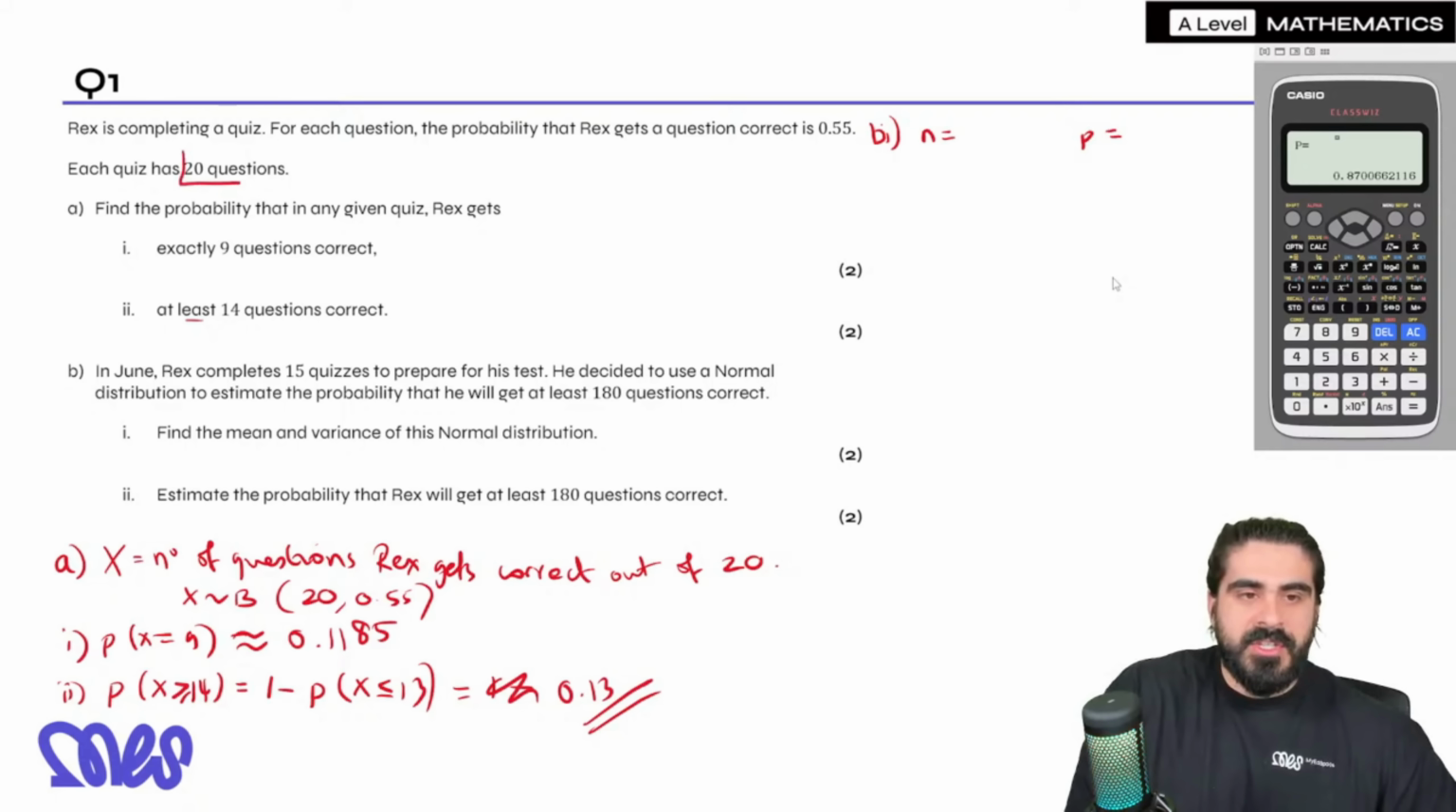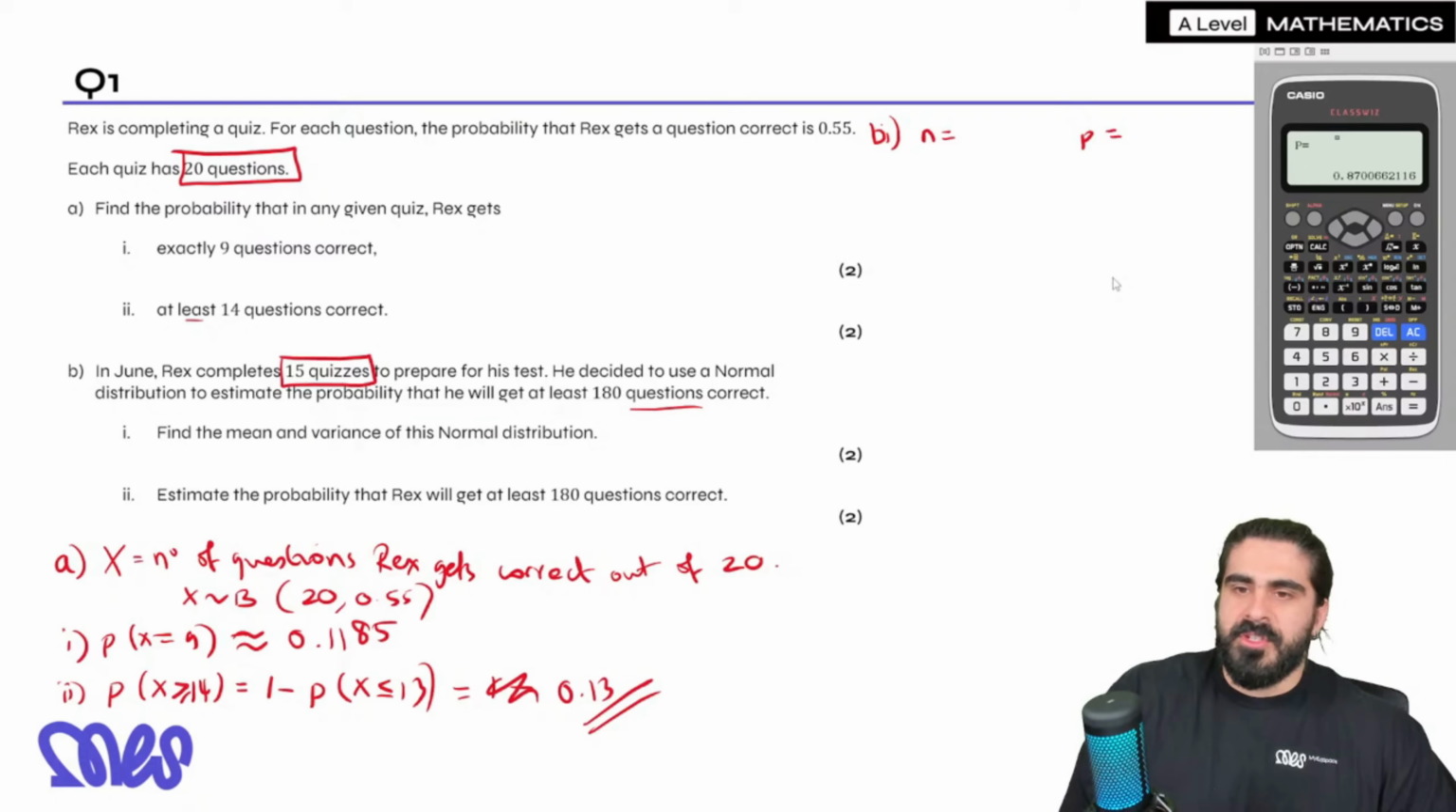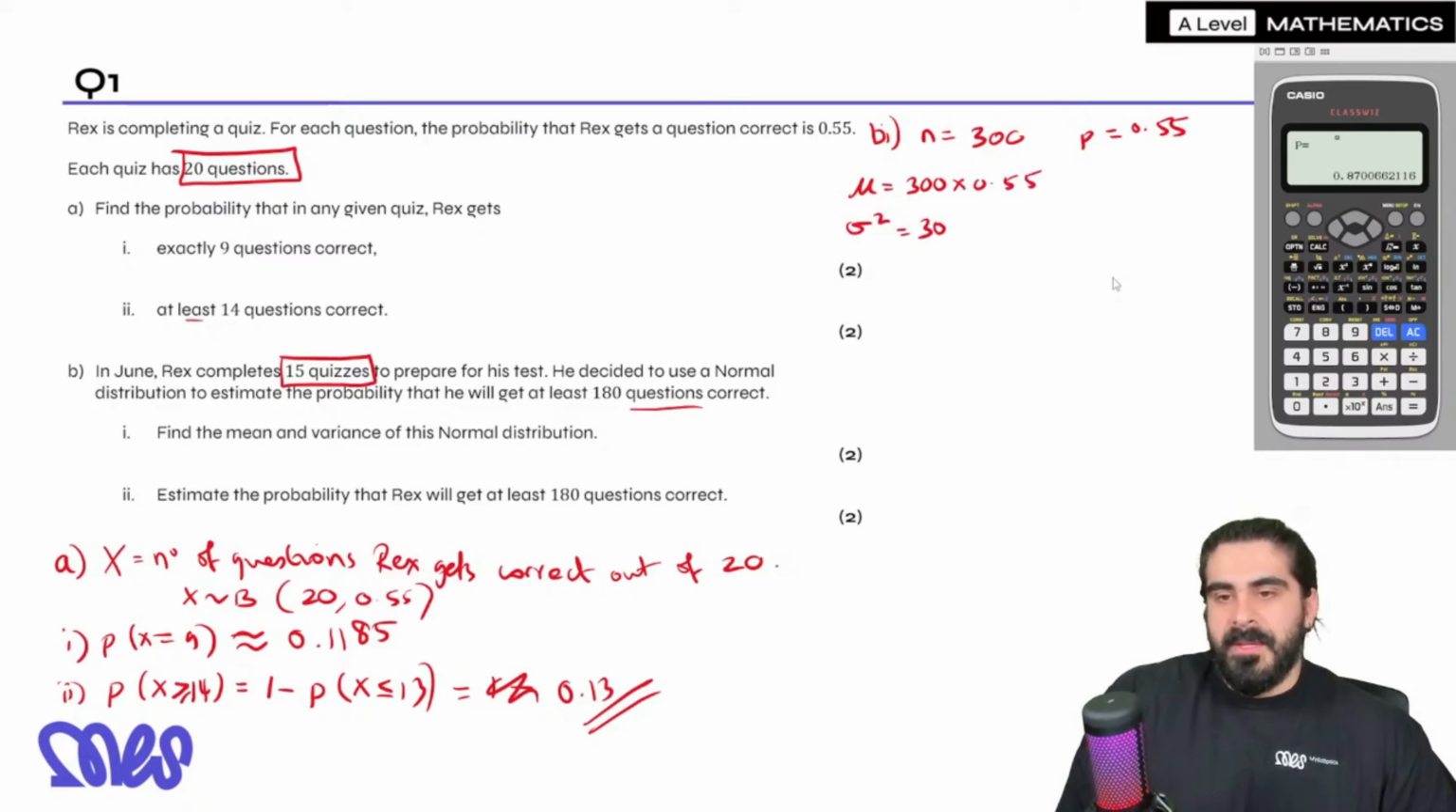Each quiz has 20 questions. He's doing 15 quizzes to prepare for a test. We're talking about number of questions being correct. So we're talking about the total number of questions he's going to complete, and the probability that each one is correct is 0.55. Now we can say mu is np. And then the variance is np times 1 minus p, which will be 0.45.